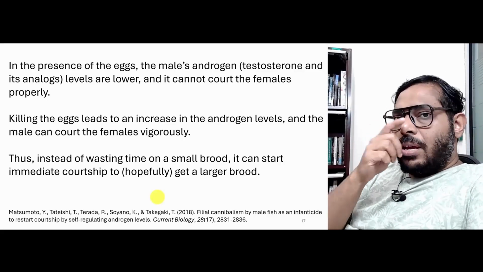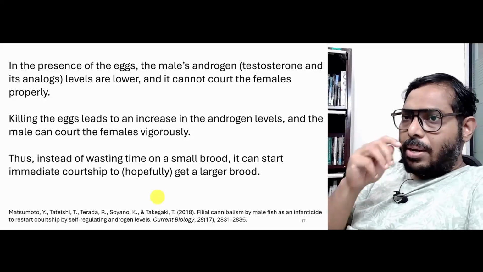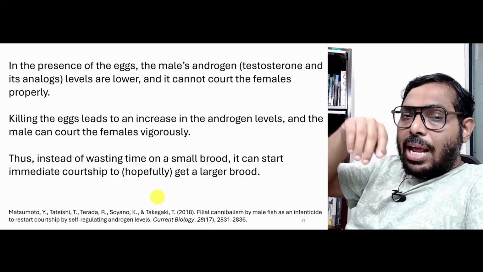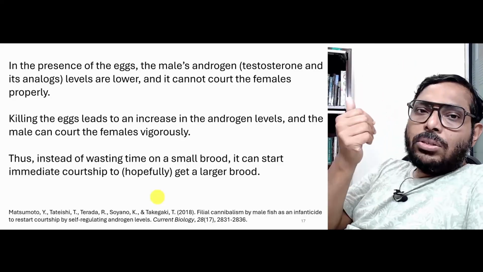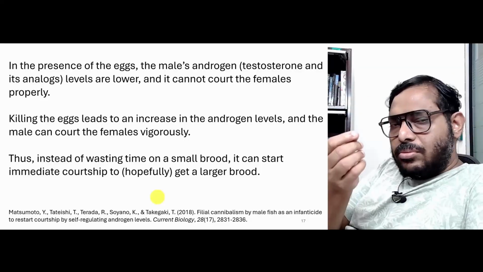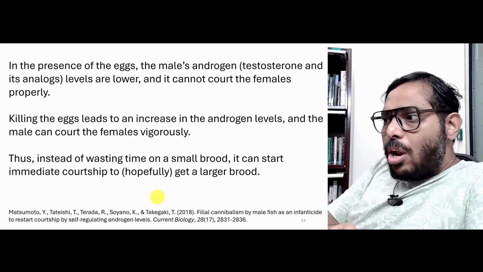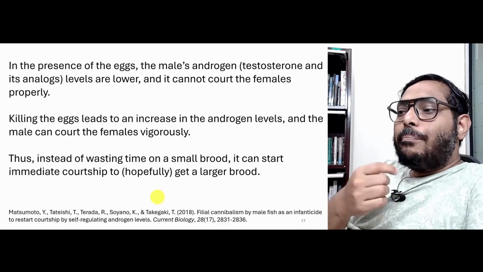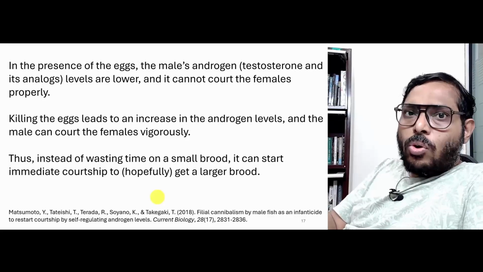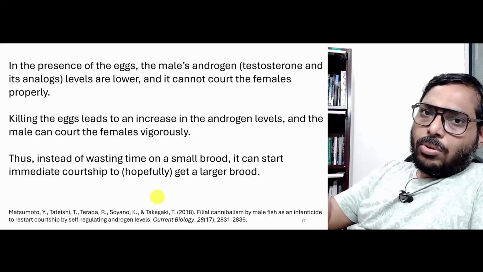And that is why, if they have a small brood, remember in the context of fishes 1000 is nothing, right. So, they have a type 3 survivorship curve, which means that the death in the early phase of life is very high. So, if you have only 1000 eggs, the chances that you are going to get any surviving offspring out of that is relatively low. Therefore, instead of wasting time with a small brood, the male gets a benefit because it can now start immediate courtship with other females who hopefully will be able to lay many more eggs, of which some are going to survive.